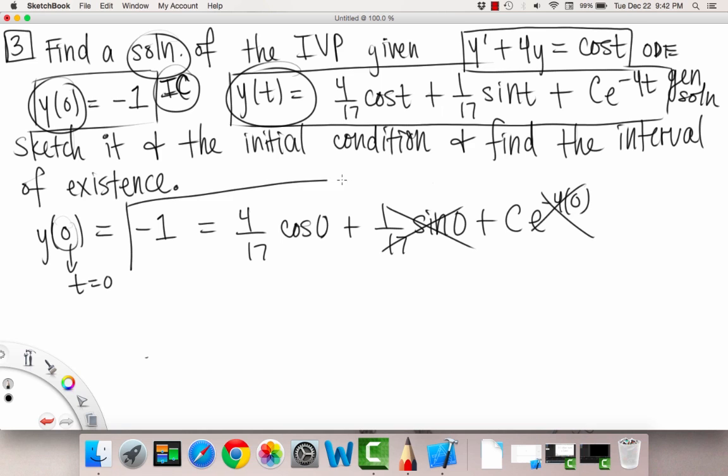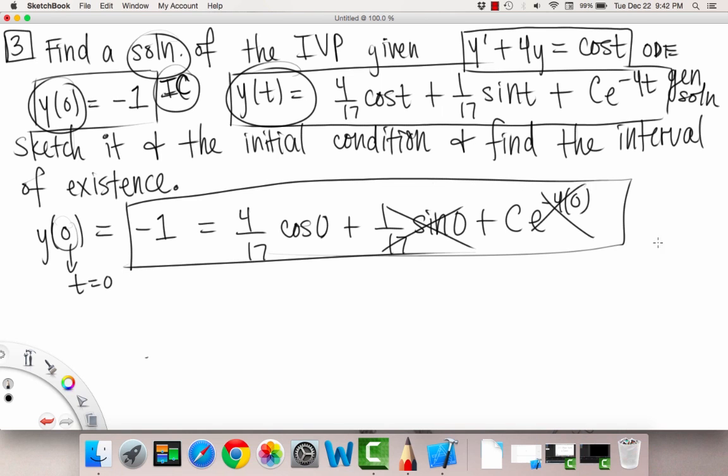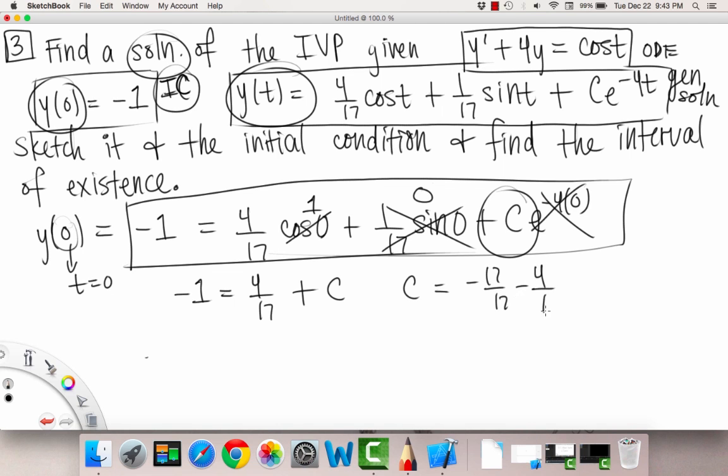Now we can use this equation, which again I'm boxing, to figure out our specific c, our constant here. And cosine 0 is just 1. So we have -1 is equal to 4 over 17, plus c. In order to find c, we just subtract 4 over 17 on both sides. So we get -17 over 17 minus 4 over 17, and this is equal to -21 over 17. So that's our c, our specific constant.